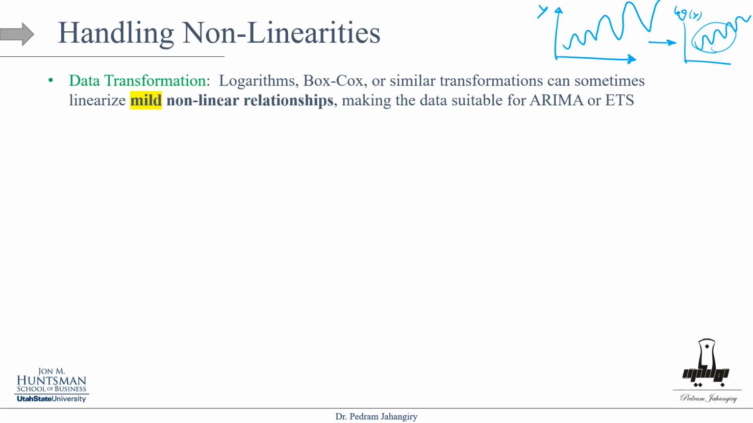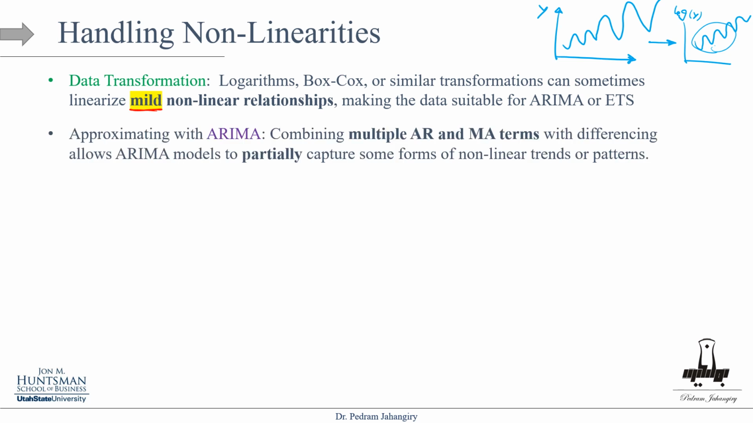But sometimes the nonlinearities are not this mild, right? So I call this one a mild nonlinearity in the data set, right? So your econometric models, ARIMA and ETS, can handle these mild, that's why I highlighted here, nonlinear relationships. So how does ARIMA do it? ARIMA is going to approximate those nonlinearities using multiple AR components and multiple MA terms, right?